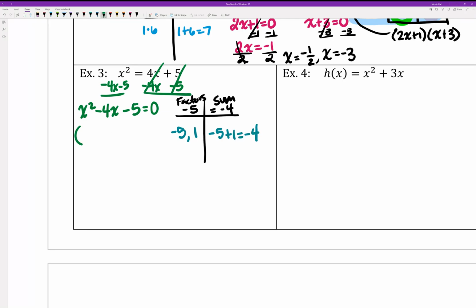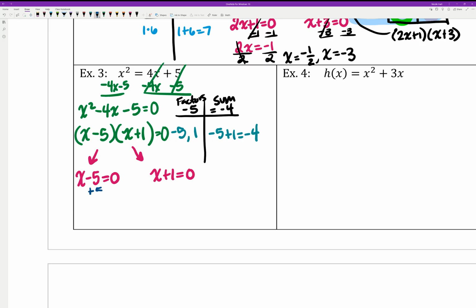So when we go to set up our parentheses, it's going to say x minus 5 and x plus 1 equals 0. Then we are going to divvy these up into two separate equations set equal to 0. So we have x minus 5 equals 0 and x plus 1 equals 0. Then we need to solve for x to get x by itself.